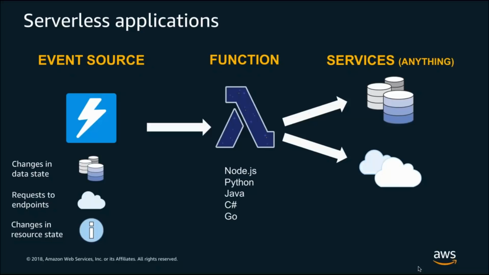This is something that is going to invoke our Lambda function via, say, something like a change in data state, changes in resource state, requests to endpoints, or calls to the Lambda API. You then have your Lambda function, which is code that you have written in one of the 5 languages that we show supported here, or potentially one of the languages that the community has written a third-party plugin for. And then what your code does is clearly up to you.